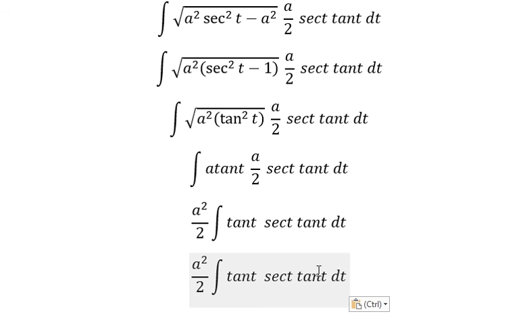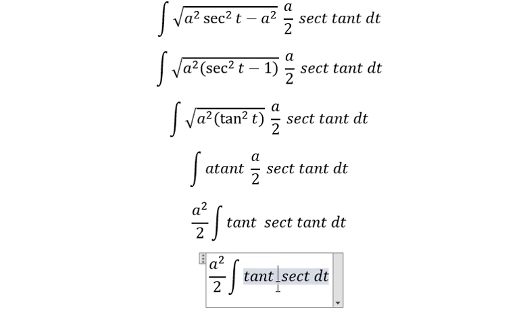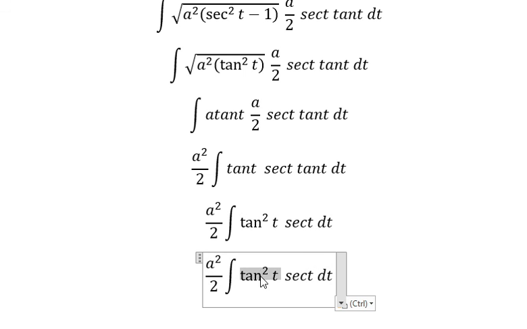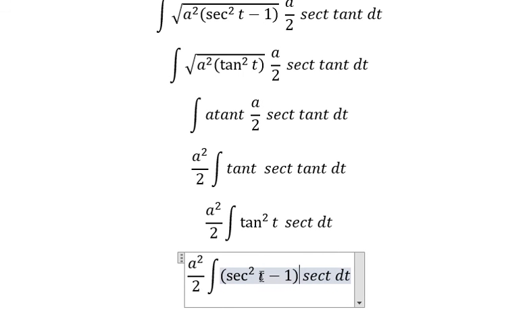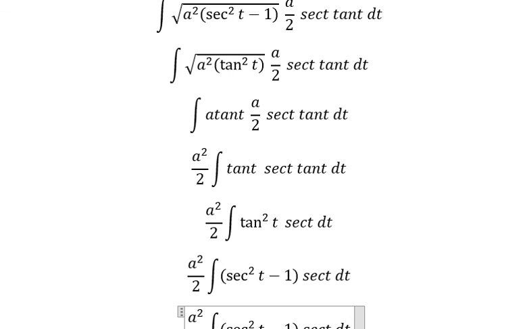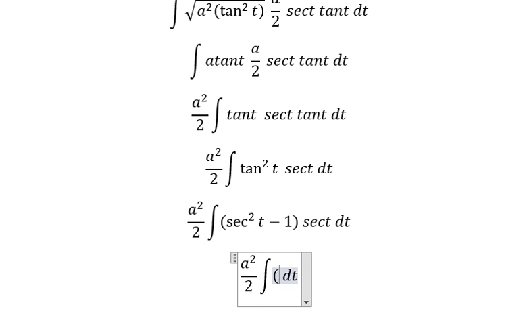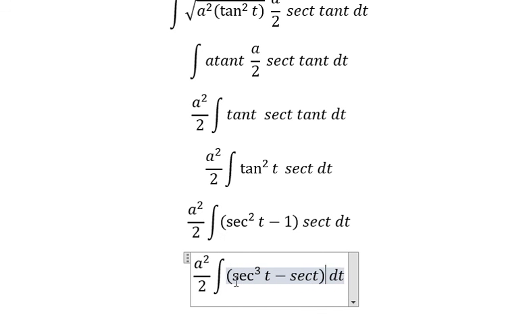Tan t and tan t, we can put tan t square. Tan t square we change for secant of t square minus 1. Secant of t square multiplied by secant of t and number 1 with secant of t. We get secant of t to the power of 3 minus secant of t.